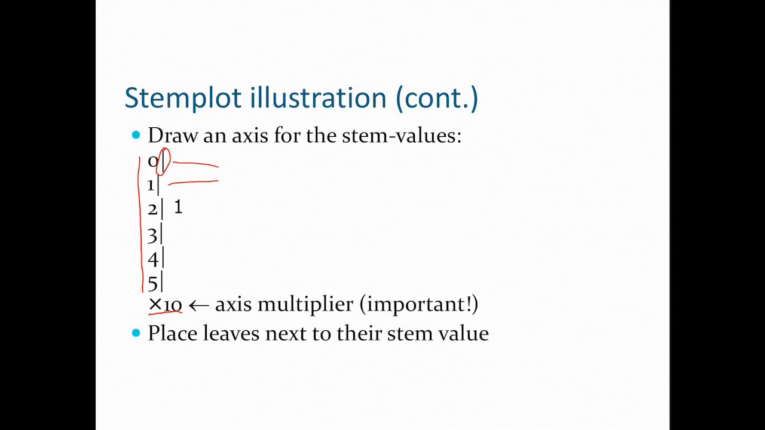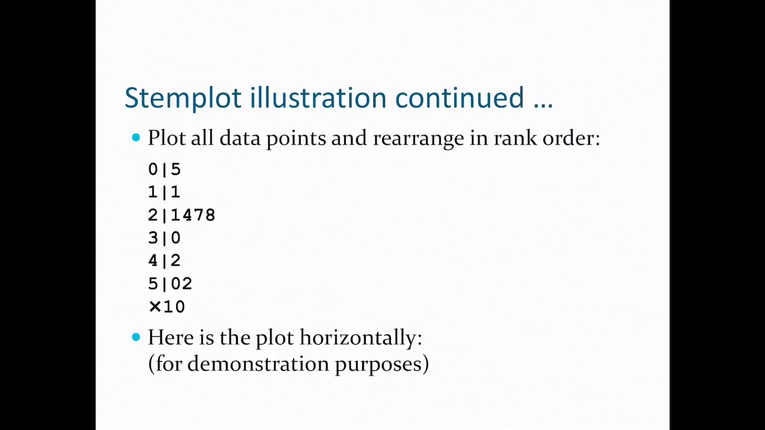Just think about that for a second. The axis multiplier can be anything you need it to be in order to make the stem work. The important thing to know is the axis multiplier has to be consistent throughout the entire stem plot. So if you use 10, then everything has to be a multiple times 10. So here, when we put all the data points in this stem and leaf plot, this is what it would look like. You have your stem and your leaf shown here, and then you have your axis multiplier.